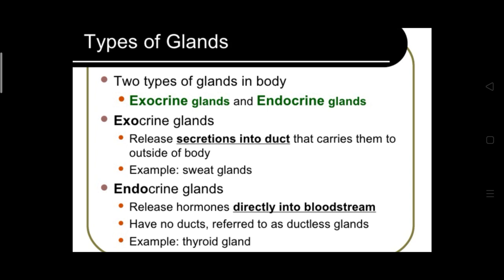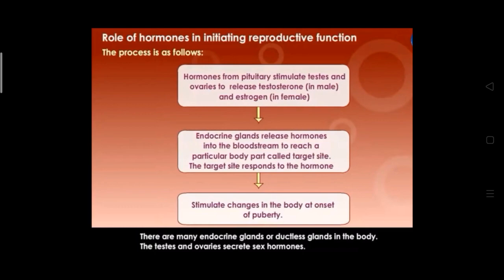The pancreas acts as both an endocrine gland and an exocrine gland. In the digestion chapter you have learned that the pancreas will release pancreatic juice, which contains enzymes, through a duct to the small intestine. So there is a duct to release pancreatic juice. But the pancreas also acts as an endocrine gland, because the hormones secreted by the pancreas are released directly into the bloodstream. In this chapter, we learn about endocrine glands, which release hormones directly to the bloodstream to reach a particular body part called the target site. So we can understand how the hormones will initiate the reproductive function.